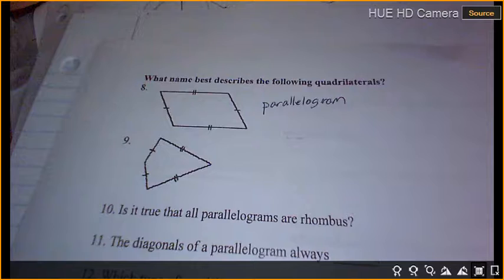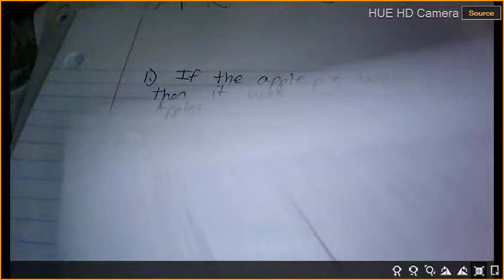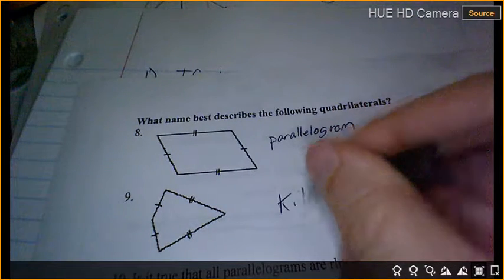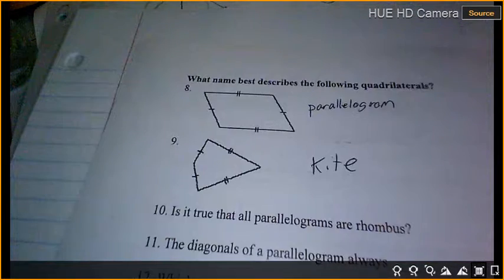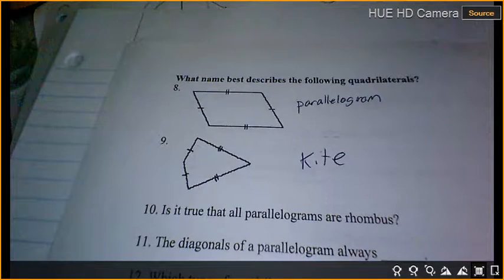What happens if I turn it this way, though? Does this help? Kite. And we know it's a kite because it doesn't have any what? No parallel sides, so I know it has to be a kite. And it has adjacent congruent sides, yes.